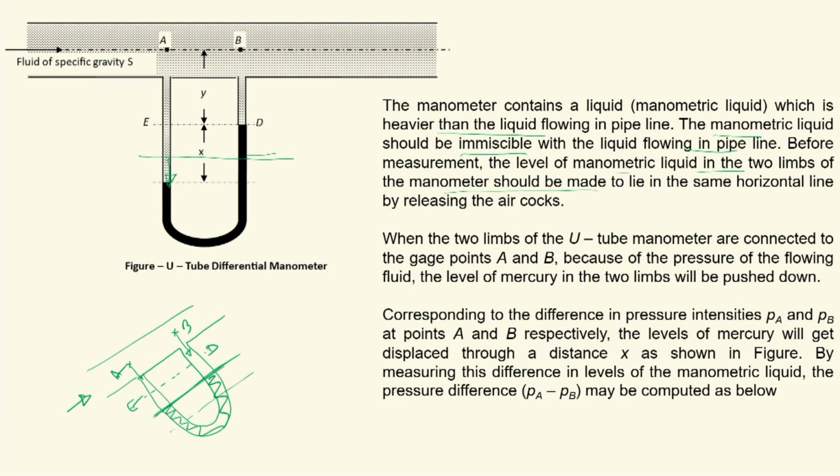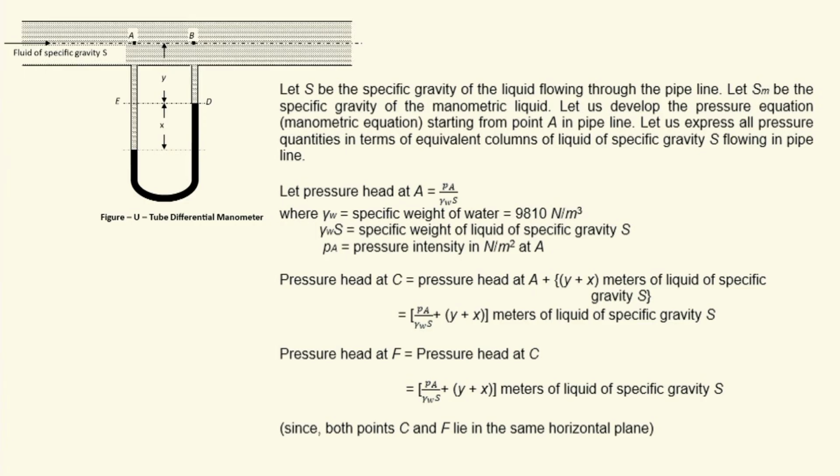So corresponding to the difference in pressure intensities PA and PB at points A and B respectively, the levels of mercury will get displaced through a distance x. This is the displacement, or deflection, of manometric liquid or mercury in the U-tube manometer. By measuring this difference in levels of the manometric liquid, the pressure difference may be computed as below. So we can develop the manometric equation step by step. We can start at A and end at B.